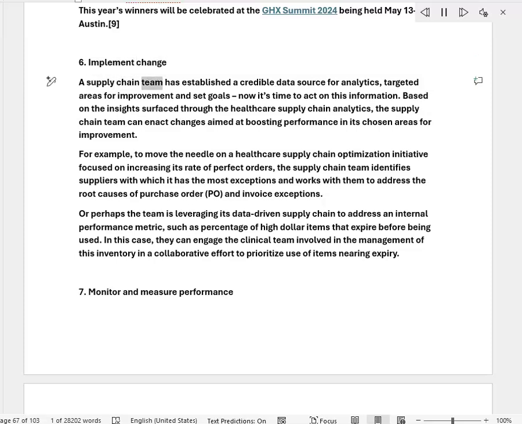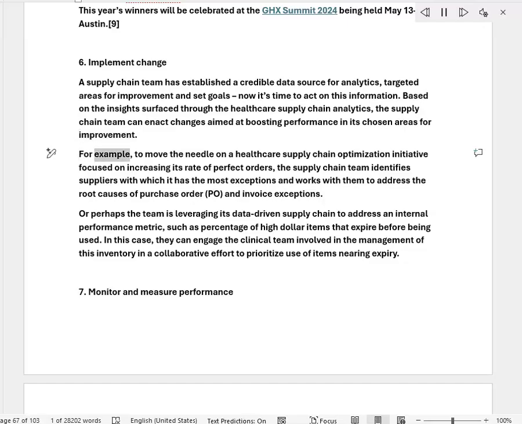6. Implement change. A supply chain team has established a credible data source for analytics, targeted areas for improvement and set goals. Now it's time to act on this information. Based on the insights surfaced through the healthcare supply chain analytics, the supply chain team can enact changes aimed at boosting performance in its chosen areas for improvement.